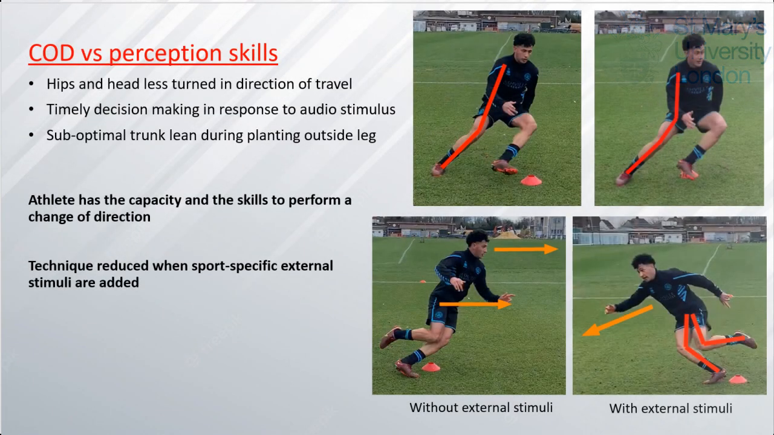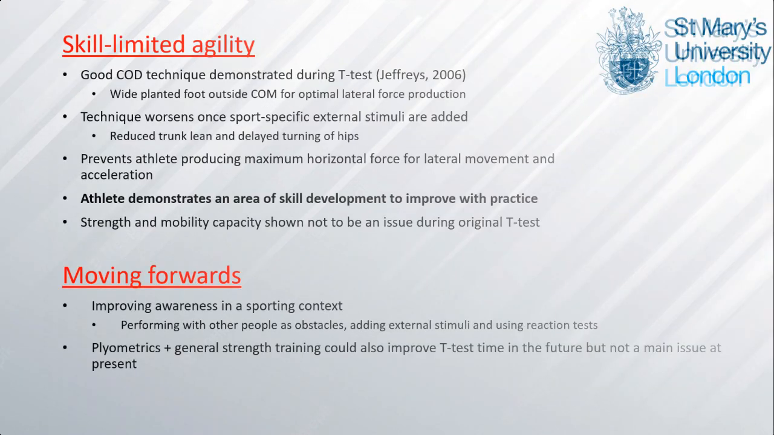To summarise, using the images on the right that show with and without external stimuli, his hips and upper trunk are less turned in the direction of travel, he has a delayed decision-making process in response to audio stimulus, and there is suboptimal trunk lean during planting his outside leg, which would reduce his horizontal force application. The athlete has the capacity and the skills to perform a change of direction in isolation, however his technique is reduced when sport-specific external stimuli are added.